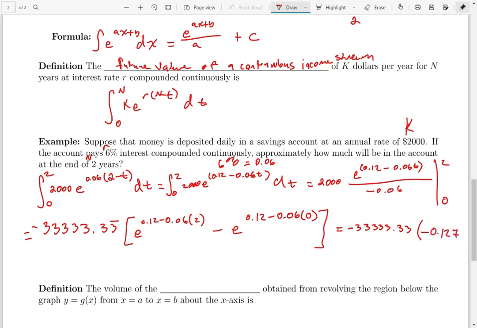0.127. And this is technically an approximation once I get here. But then rounding this to the closest penny, I get that this is approximately $4,249.895, which rounded to the nearest penny is $0.90. That should be in the account at the end of 2 years.